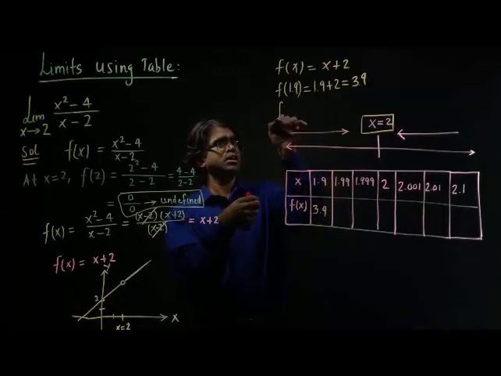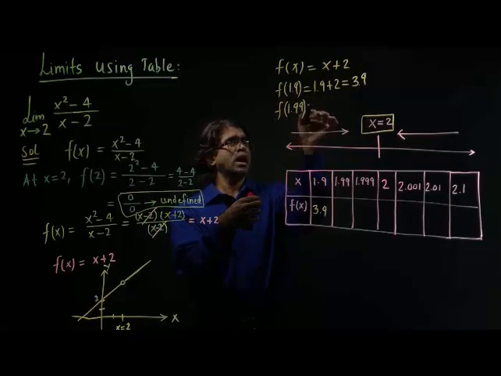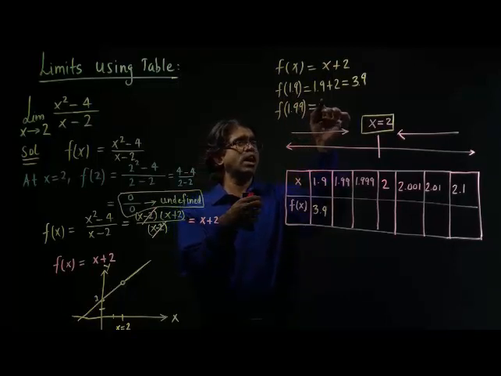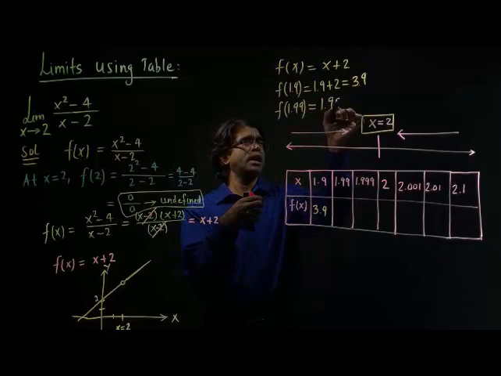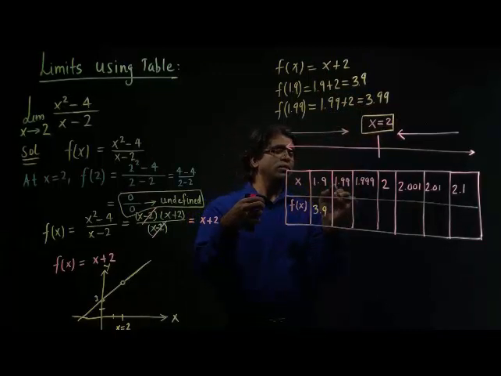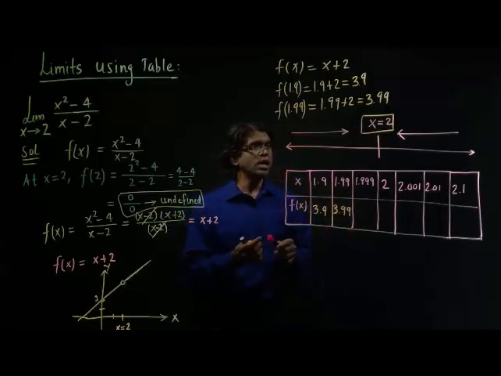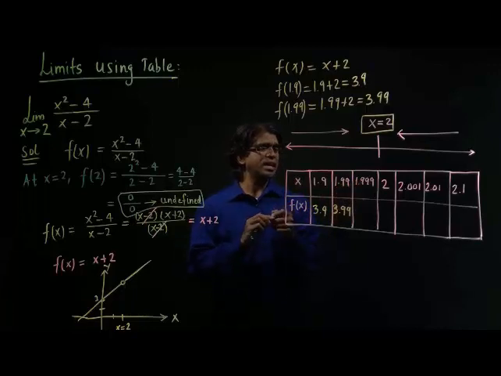Now, let's consider 1.99. At 1.99, I will replace x by 1.99, so I have 1.99 plus 2, and 1.99 plus 2 is 3.99, right? So at 1.99, the value of the function is 3.99, right?